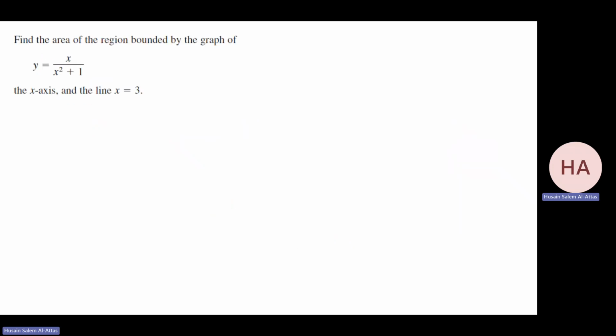Okay. Find the area of the region bounded. What we want is the integral from 0 to 3 of x over x squared plus 1 dx.